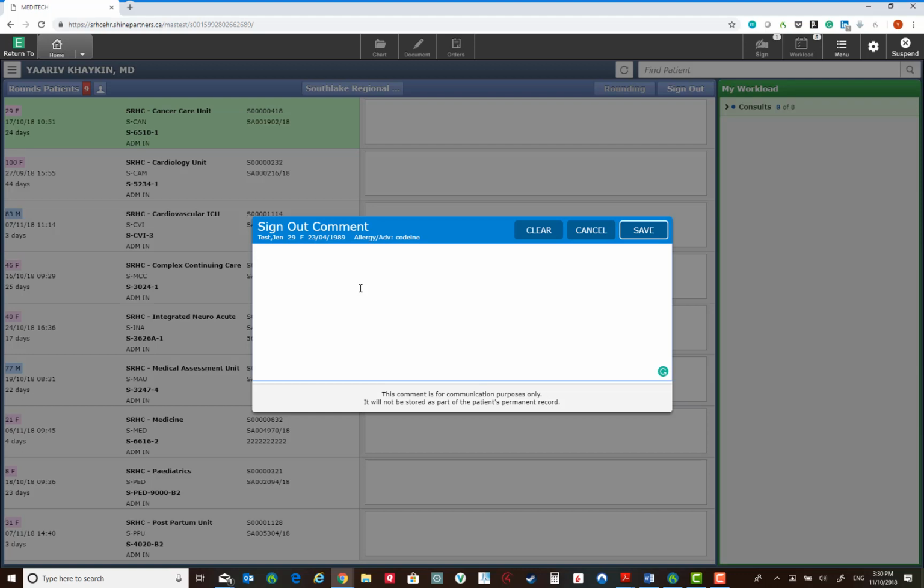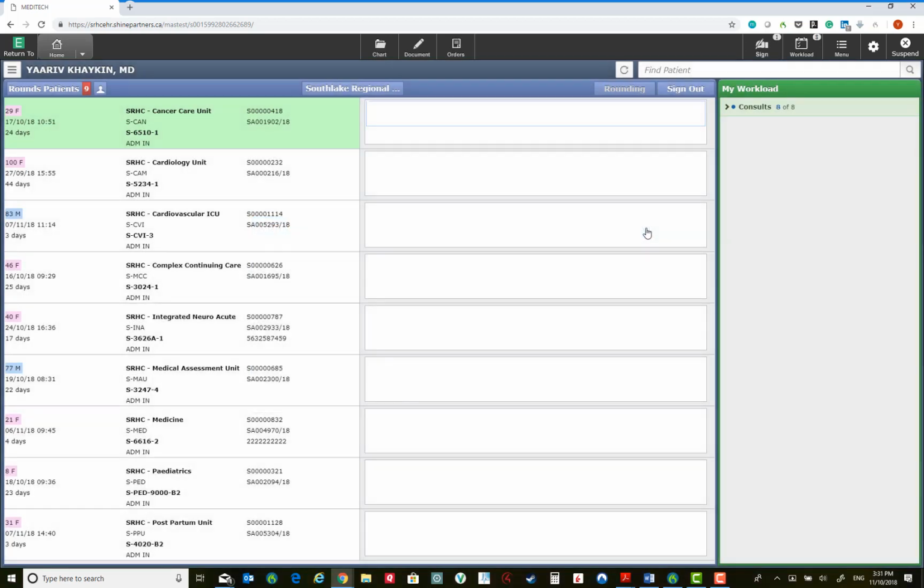Sign Out is essentially a set of comments that are time-stamped and identified as to the person who had placed the comment in the system. You can save these comments and make these comments available to other physicians looking after the patient.